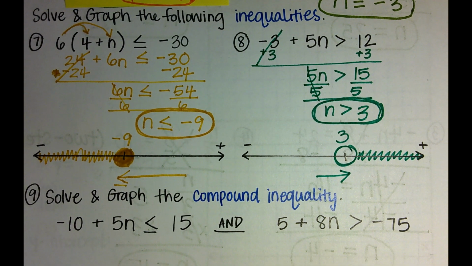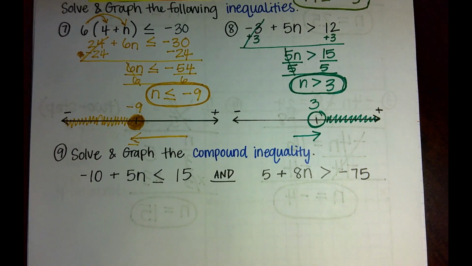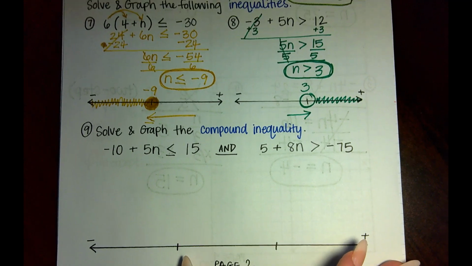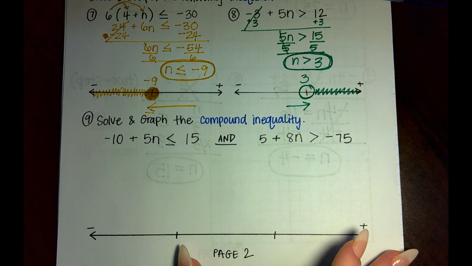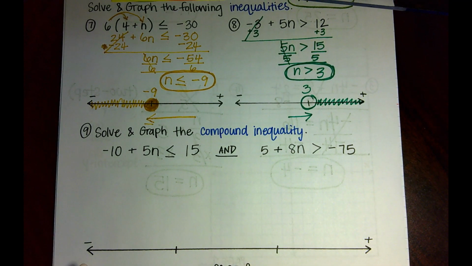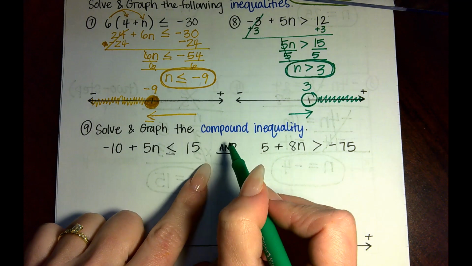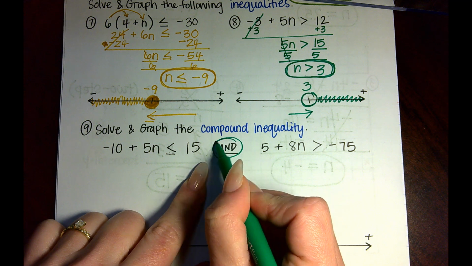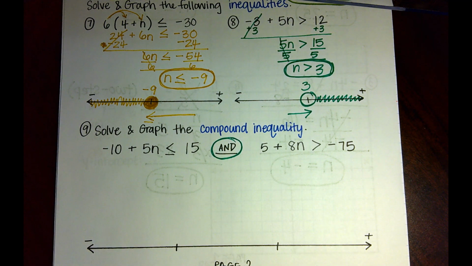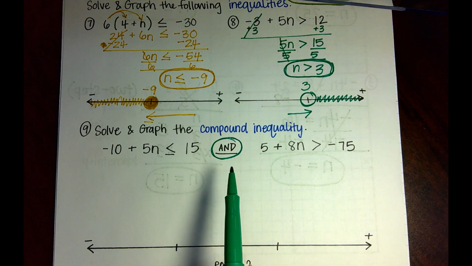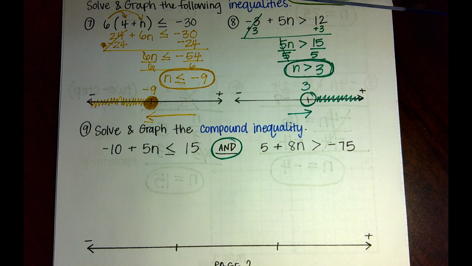All right. Next, we're going to look at number 9. And I will move this up in case anyone is still looking at previous problems. For number 9, now we have a compound inequality, and this is an and inequality. What do we know about how the shading should look on an and compound inequality?